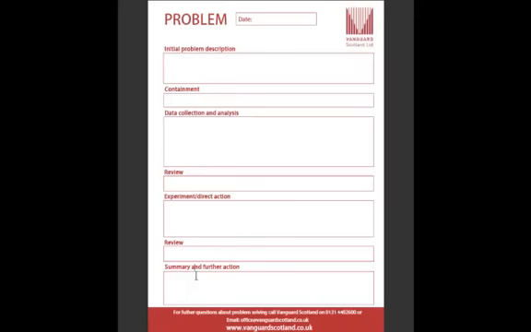And finally, a quick summary to show that the problem has been completed, and possibly a note of when it may be reviewed again.